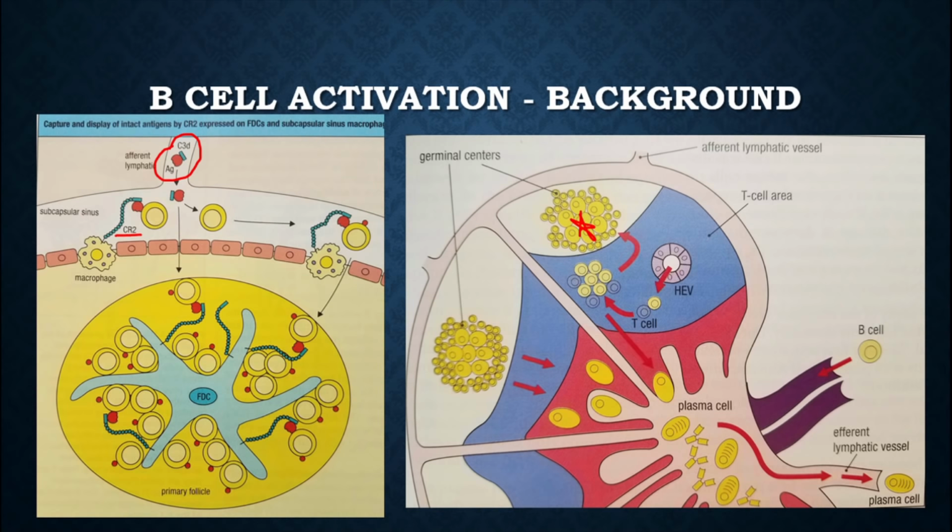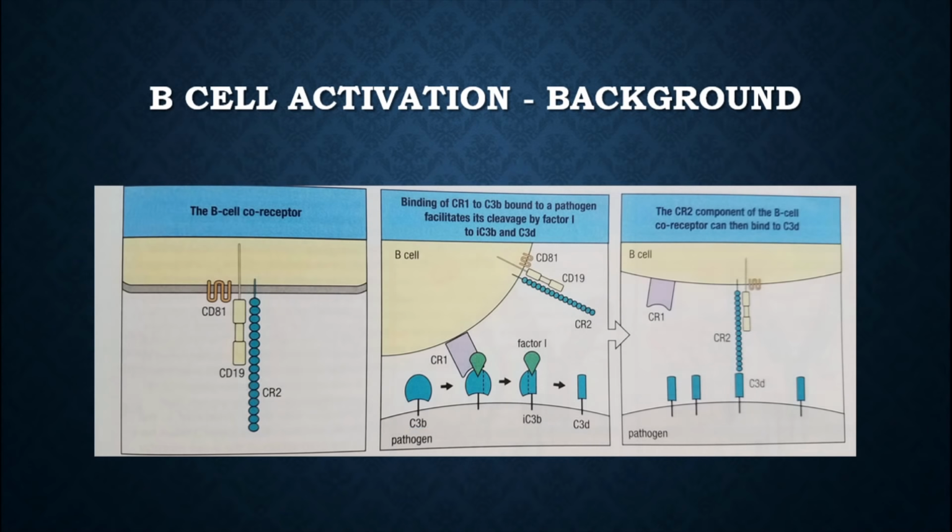Yeah? So on the last slide, when CR2 binds to C3d, does that activate the B cell? That does not activate the B cell. We're going to talk about it. Because I think this is perhaps one of the most confusing parts of the lecture series, at least for me personally. So we're going to really talk about how B cells get activated.